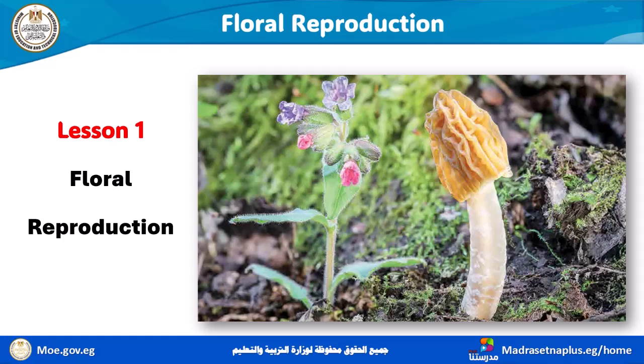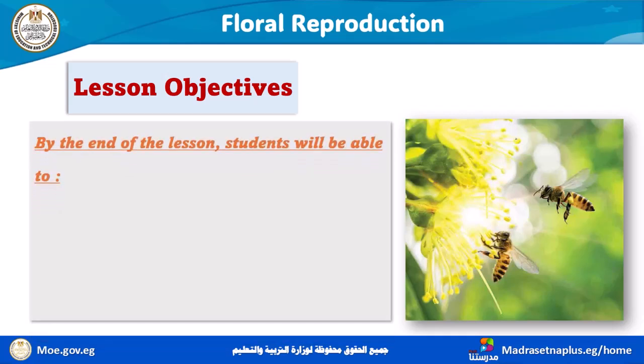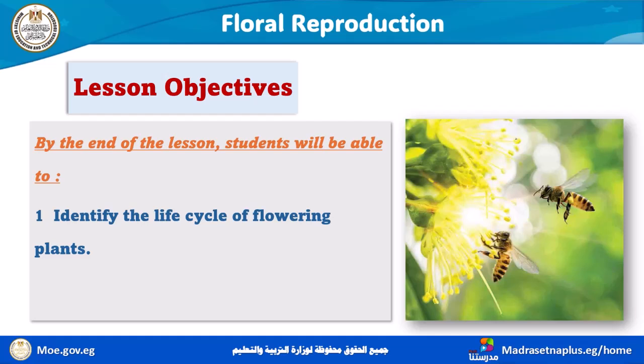Our first lesson in our third unit is floral reproduction. Let's start with our lesson objectives. By the end of our lesson, you will be able to identify the life cycle of flowering plants, and identify the structure of a typical flower.